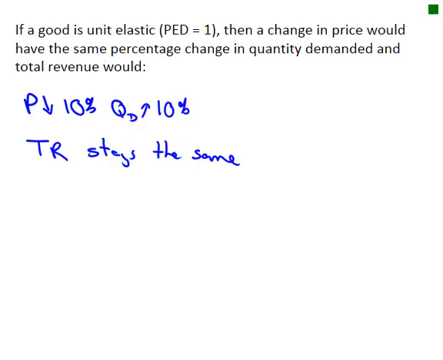If a good is unit elastic, so PED equals 1, then a change in price is going to have the same percentage change in quantity demanded. And so what would happen to total revenue? So let's have price go down by an arbitrary number, 10, and quantity demanded goes up by 10%. So the one offsets the other, and total revenue stays the same.